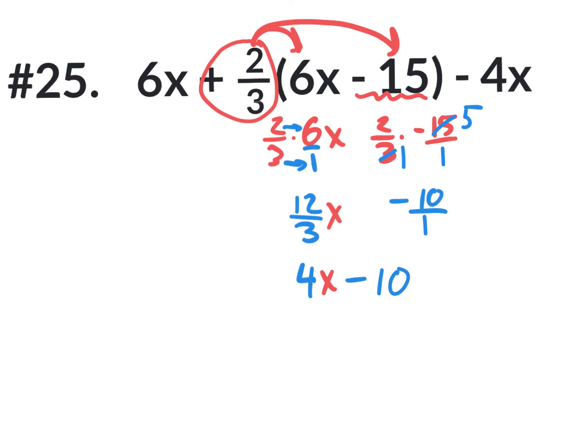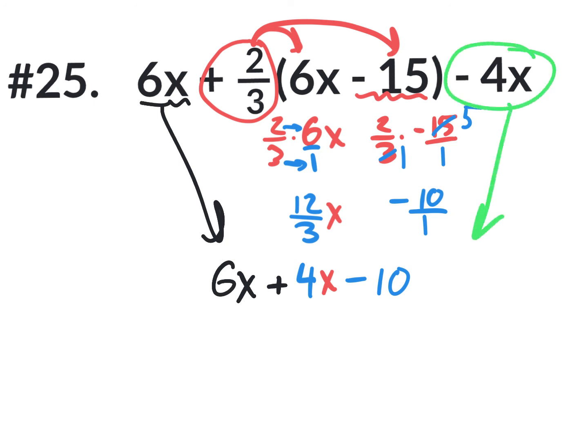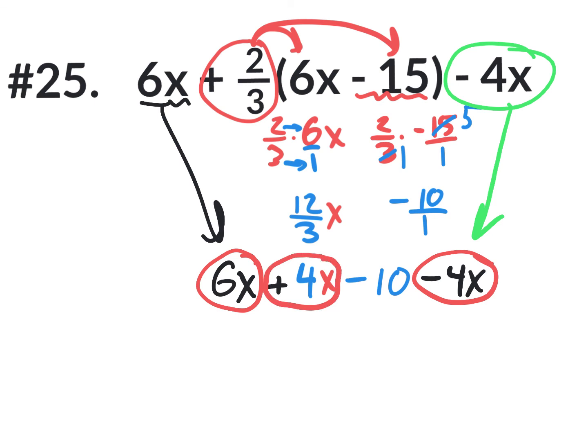Now we're going to bring down everything else. We're going to bring down this 6x. I'm just going to write it right here, 6x. By the way, that 4x, it was positive, so I put a plus sign in front of it. Then we also have this minus 4x over here that I'm going to bring down as well, minus 4x, okay? So now that we've distributed, now let's combine like terms, and let's combine the x's with the x's. I have a positive 6x and a negative 4x. And, whoops, I almost missed this one, plus 4x.